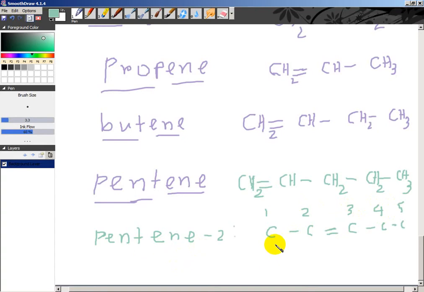Now I am putting hydrogen. It needs three hydrogens. This carbon needs one hydrogen. This carbon needs two hydrogens. And this carbon needs three hydrogens. Okay, this is CH3. Now I am writing pent-2-ene again.